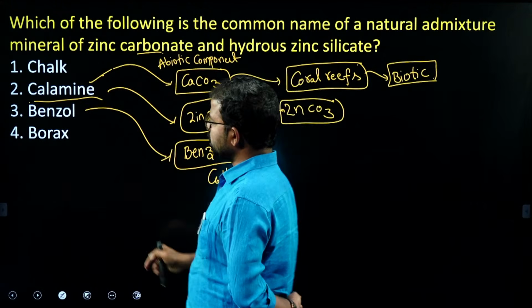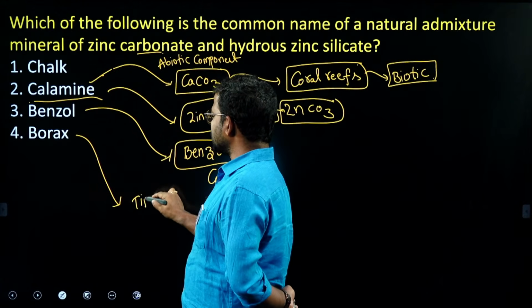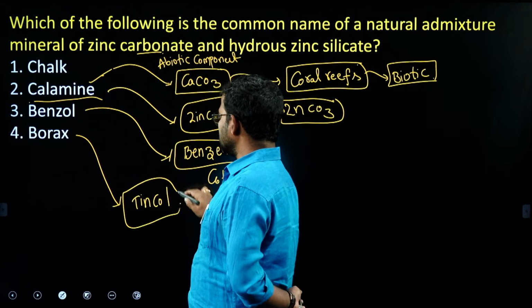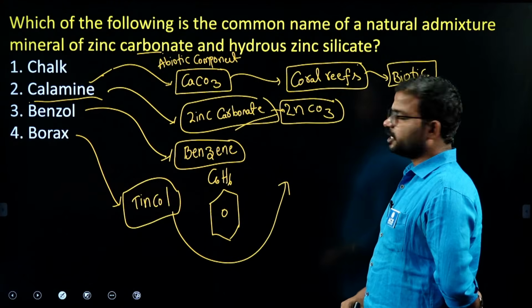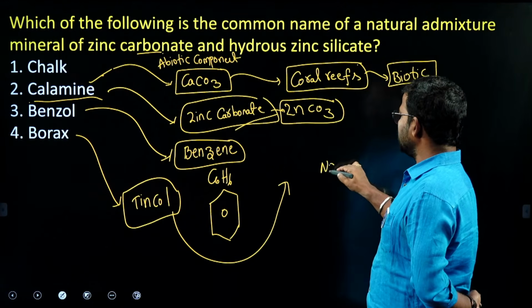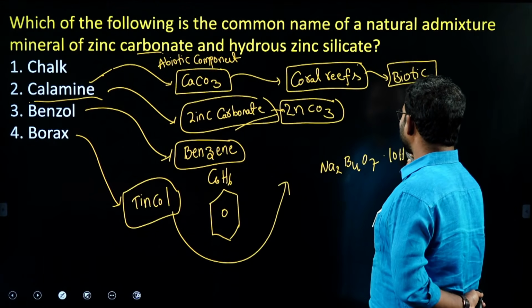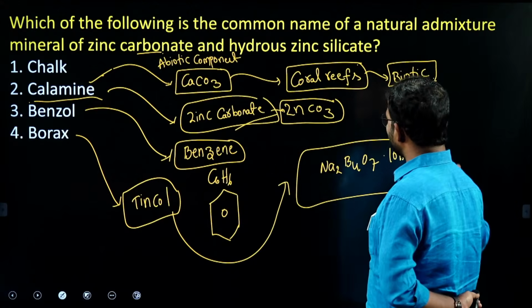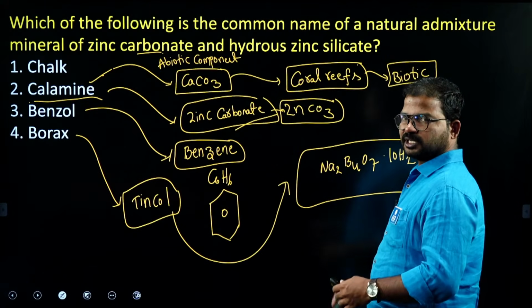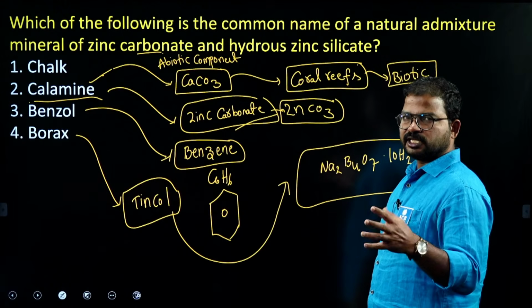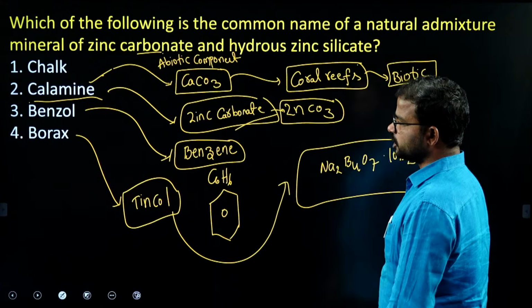Next one, borax. Borax is also called tincal. It has sodium and boron related derivatives. Na2B4O7.10H2O. This is the formula of borax. To make antiseptic or skin allergy related soaps, we use this kind of derivative, nothing but borax.